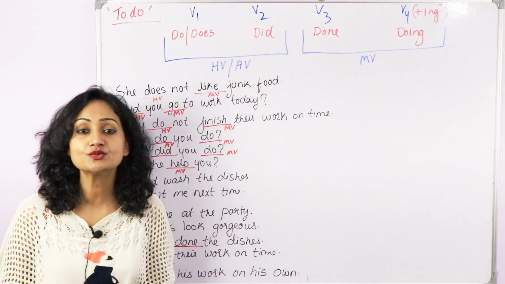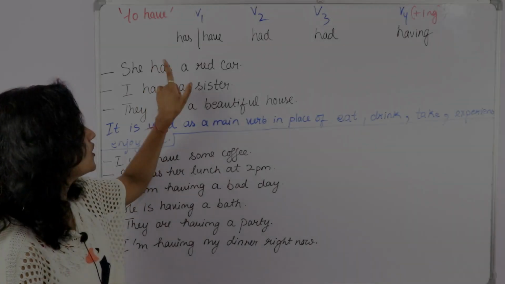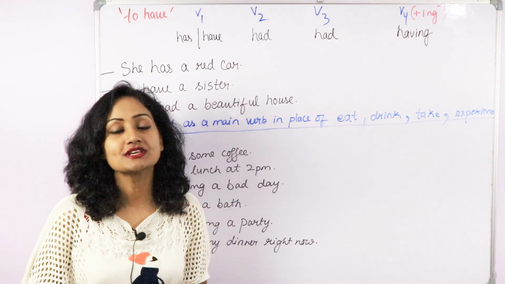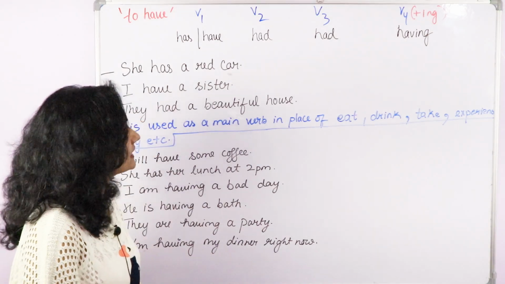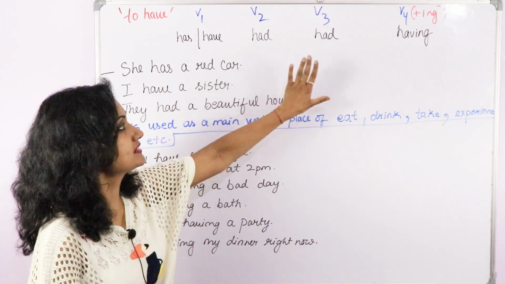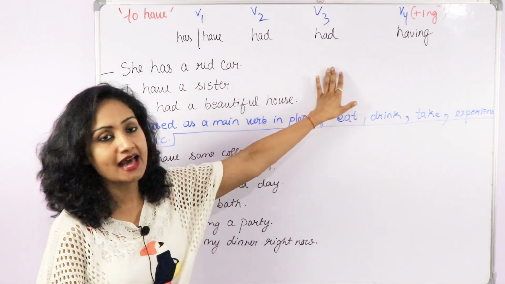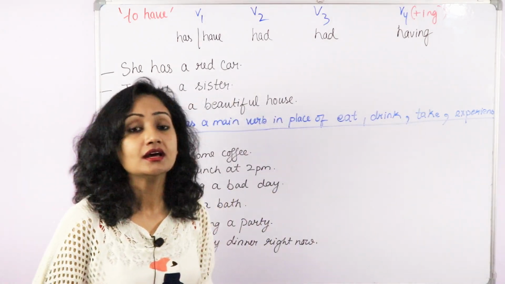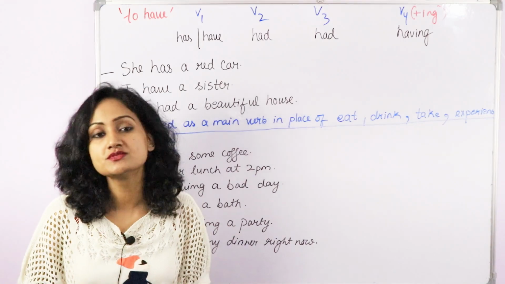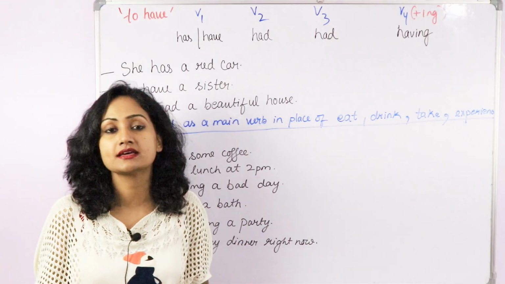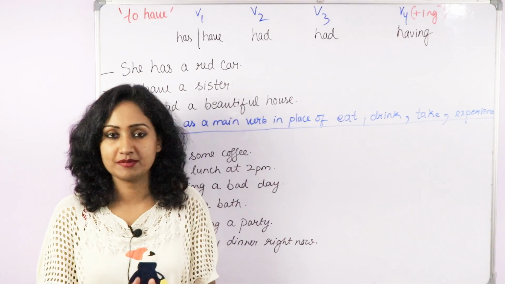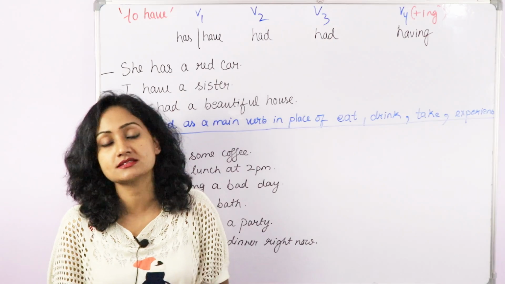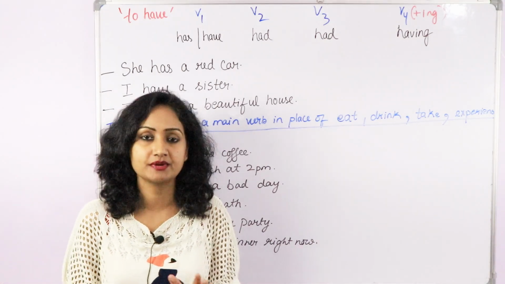Now let's move on to have verbs. First form is has or have. With singular third person he, she, it, we use has, otherwise have. Second and third forms, simple past and past participle, had, and then present participle with ing is having. Okay, now like other primary helping verbs, the verb have can also be used as a main verb as well as a helping verb. So first let me tell you where the verb have is used as a main verb, and then we'll talk about helping verb.